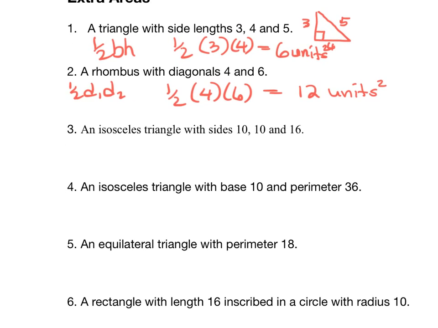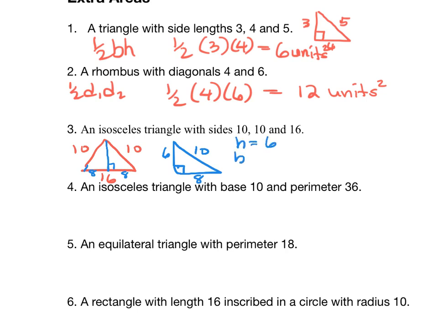An isosceles triangle, 10, 10, 16. I need a height. So let me go ahead and draw down my height. It'll split this into 8 and 8. You should realize that this is a scaled up triple. If not, you would pull this out and do Pythagorean theorem here. 8, 10. So this is actually a 6, 8, 10. So now my height is 6. My base is 16. So 1/2 base times height, and it's 48 units squared.